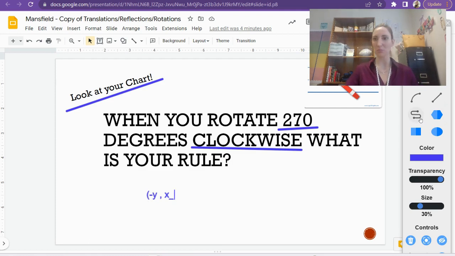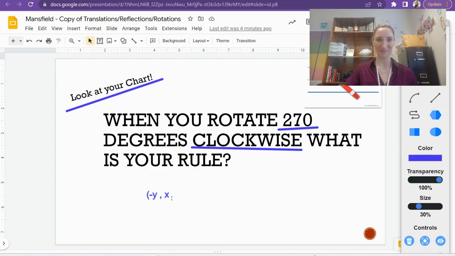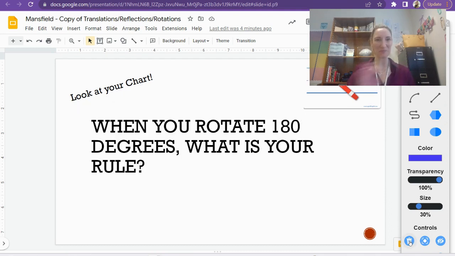Oh, it's not this symbol. Is that what you have? Do you have the negative y, the positive x? That's what I have. Hopefully we have the same thing. Sounds good? All right, let's try one more.